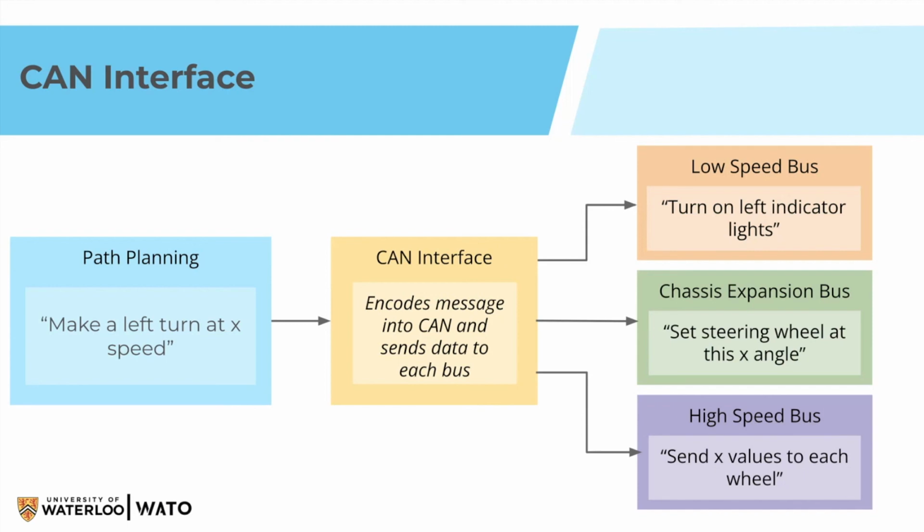It's essentially going to break up this command that we get from Pathline, and encode that message into something that the car can understand. So the message format is CAN, and it's going to send that data to each respective bus.